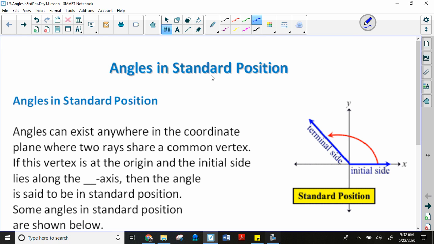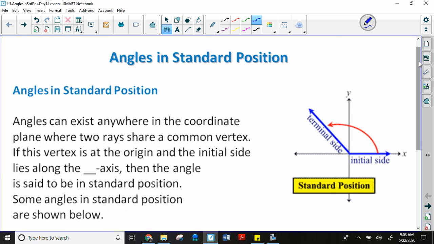This is a brand new lesson for us, angles in standard position. You haven't seen this in grade 9 or grade 10. This is a grade 11 concept. So we are going to start working with angles and the coordinate plane in order to understand the basic concepts to be able to then graph trigonometric functions. That's where we're going.